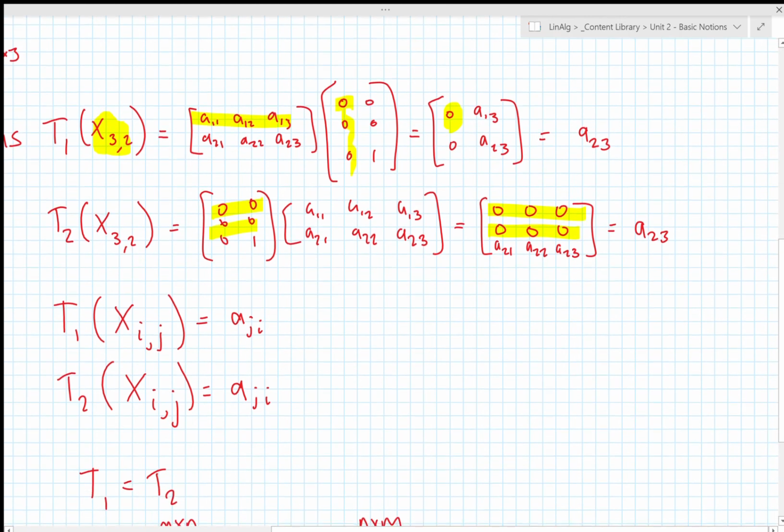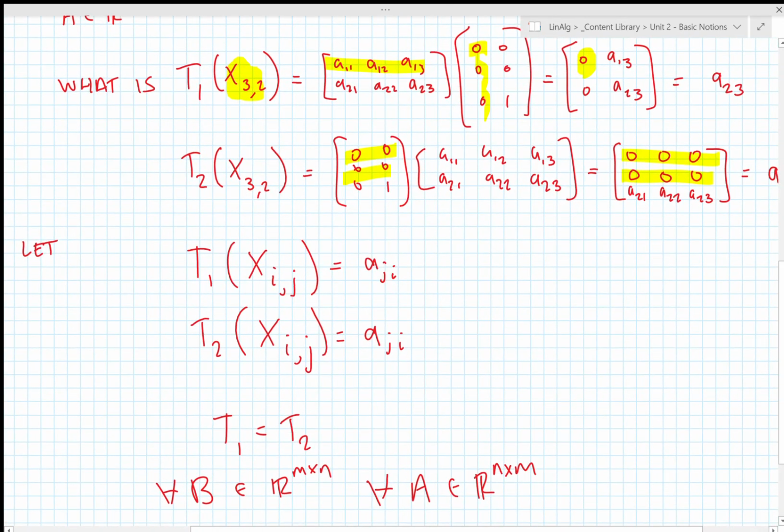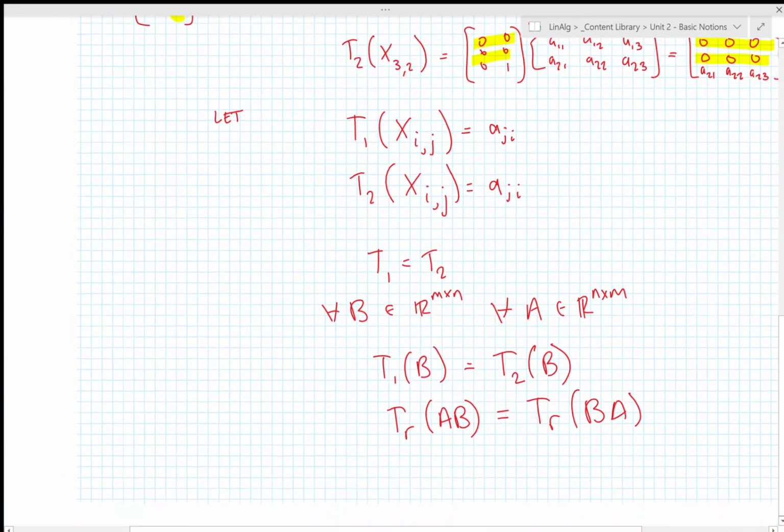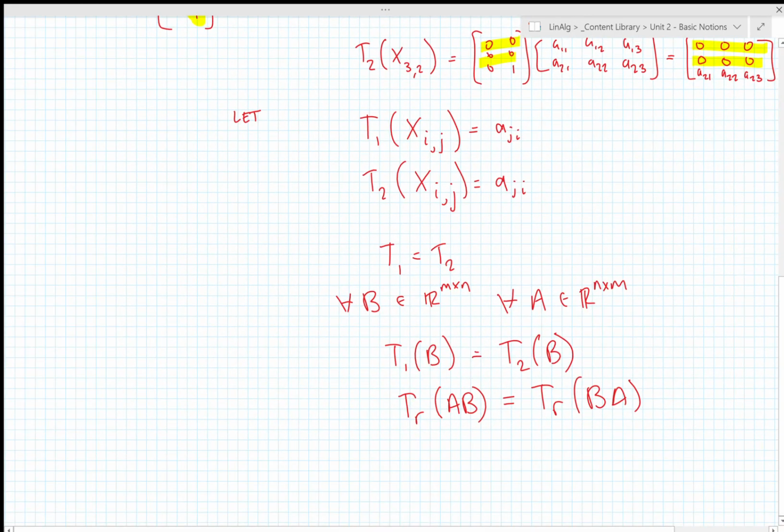So what we've shown, and you could generalize this, is that any base vector ij of your space, when you put it into T1, you get out AJI, the scalar value. When you put it into T2, you also get out AJI. And since they're the same on all of the base vectors of the space, by the theorem that we did in exercise 1, they're the exact same operator.